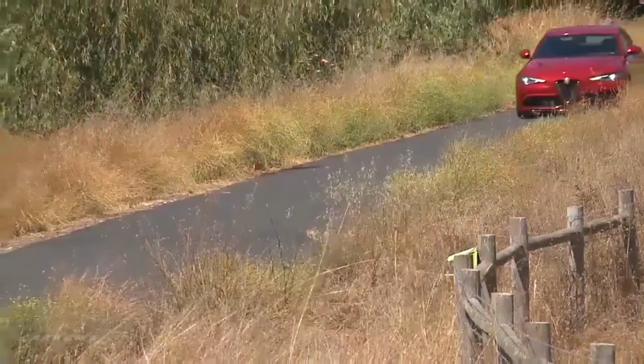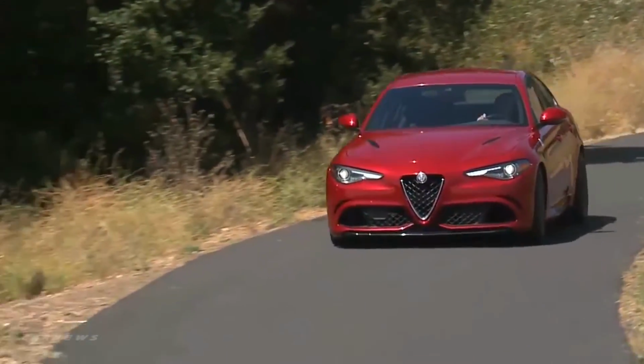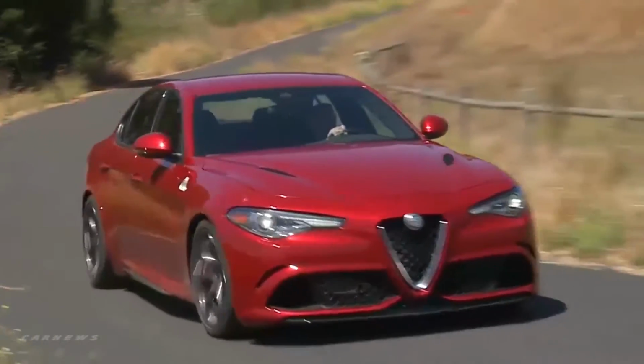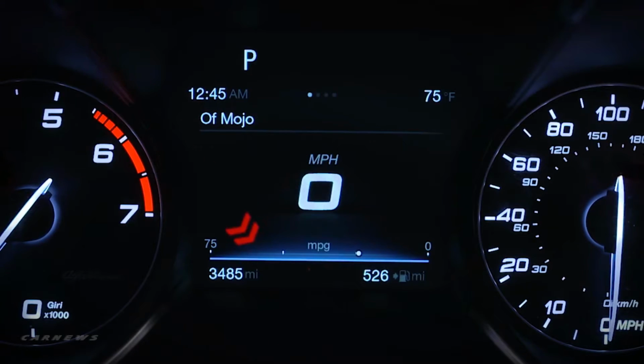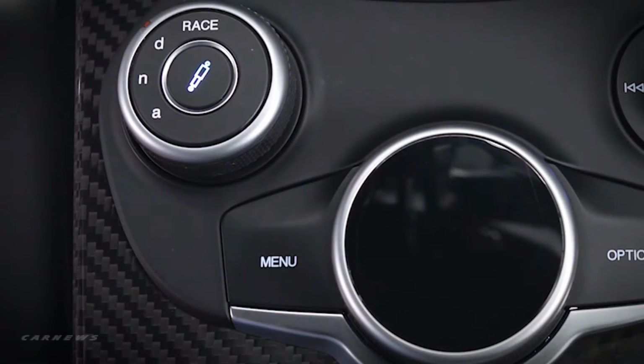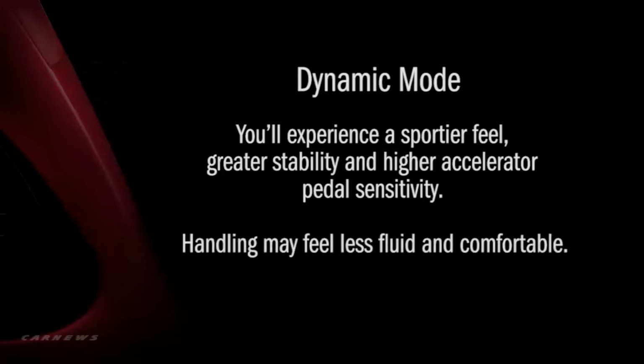The Alpha DNA system lets you select different response modes according to driving style and road conditions. You'll find the control on the center console. A corresponding light on the control switch and a color indication on the instrument panel let you know which driving mode has been selected. In D or dynamic mode, you'll experience a sportier feel, greater stability, and higher accelerator pedal sensitivity. Handling may feel less fluid and comfortable.